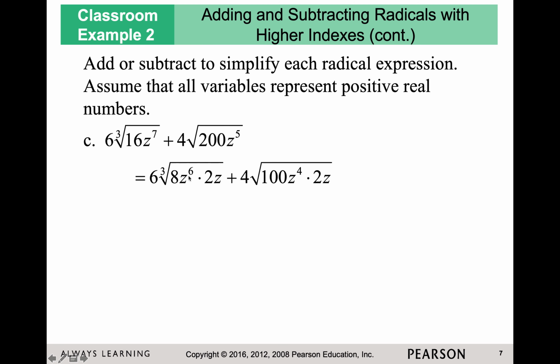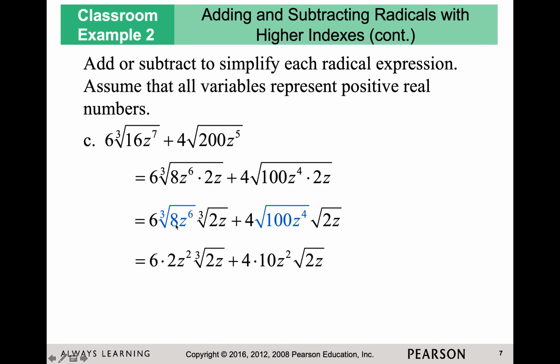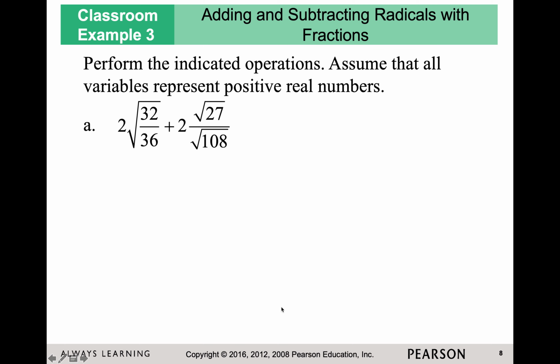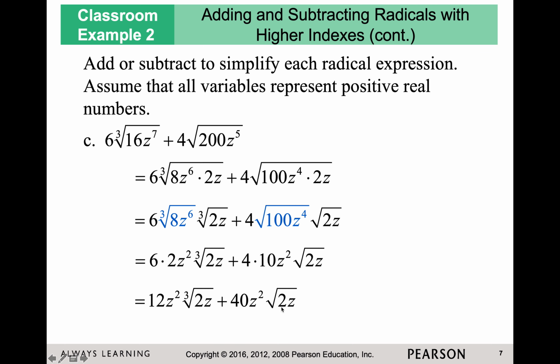Then I break out my variables. Z to the 6th is divisible by 3, so that's good. 4th is divisible by 2. Once I do that, I simplify those roots, and I get here. Now I have the cube root of 2z and the square root of 2z. These are not like terms. I cannot combine them. So I went through all of those steps, not to combine those last terms, but to simplify the actual radicals.